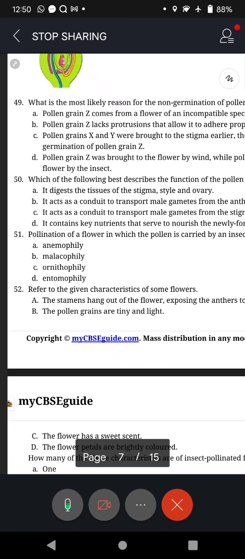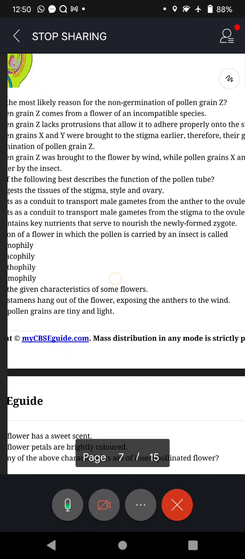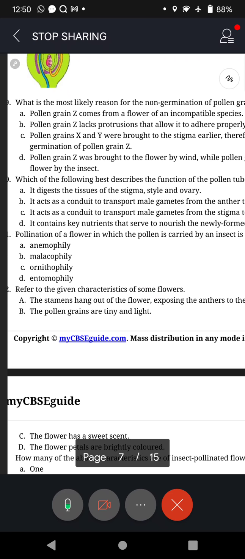Next, question number 51. This is easy for all of us. Pollination of a flower in which pollen is carried by an insect is called. I think directly you can answer this question. Entomophily, because entomology is the study of insects. Since the pollination is done by insects, entomophily, phily means love of insects to do this. So, straight away for question number 51, the answer should be entomophily.